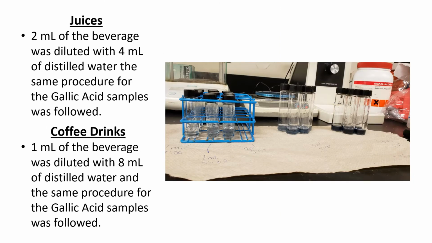For the juices, 2 milliliters of the beverage were diluted with 4 milliliters of distilled water, and the same procedure for the gallic acid sample was followed. Similarly, for the coffee drinks, 1 milliliter of the beverage was diluted with 8 milliliters of distilled water, and the same procedure for the gallic acid was followed.